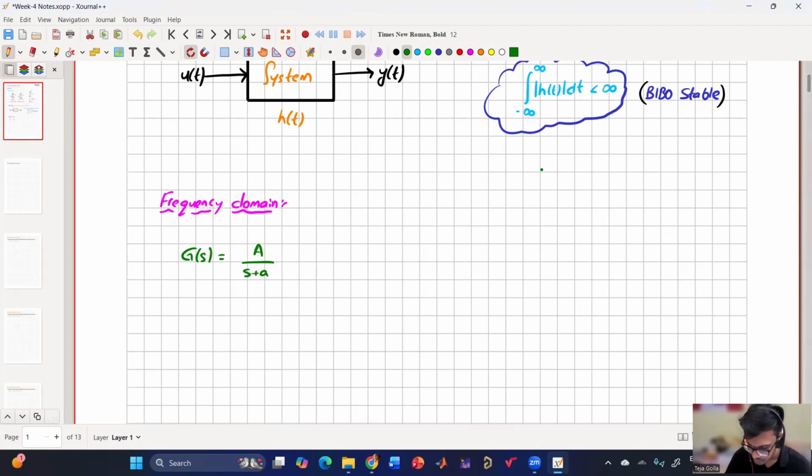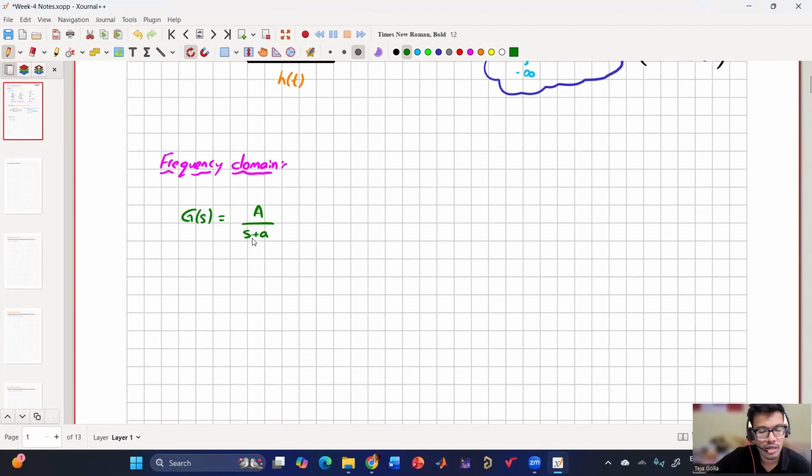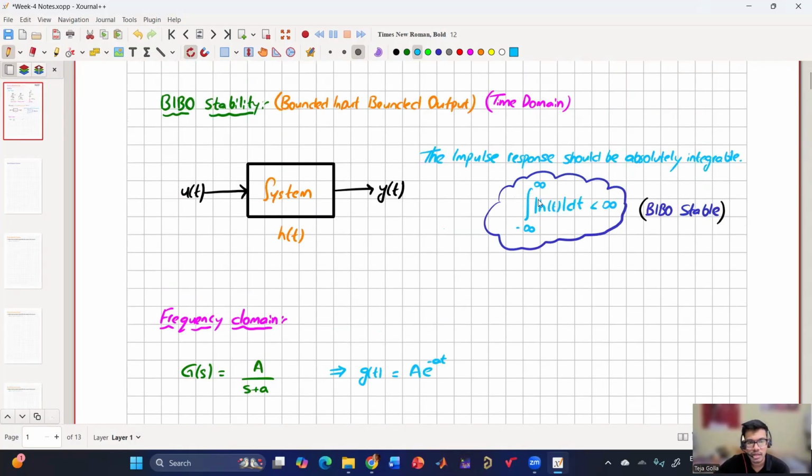Now if I consider G of t, what will be the inverse Laplace of this? E to the power minus A t. Yes, very good. A into e to the power minus A t. So this is the inverse Laplace of this G of S. But if you see, my BIBO stability says that this is the impulse response, right?